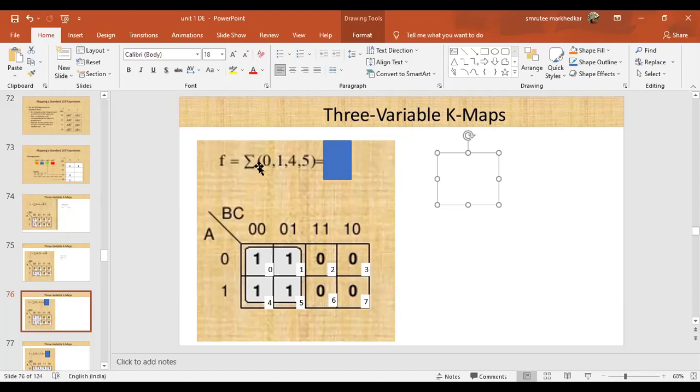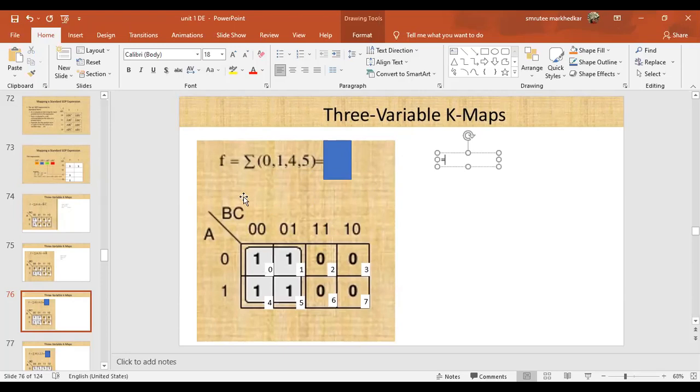Summation indicates SOP. So we will pick up only ones. 0 position, 1 we have filled. 1 position, 1 we have filled. 4 position, 1 we have filled. And 5 position, 1 we have filled. Okay, after that, let's see what else can we do. You can see all 4 are together. So we can make it a quad. Remember, if quad is possible, don't go for pair. Sorry, we will prefer to go with quad, not with a pair if all 4 are together.